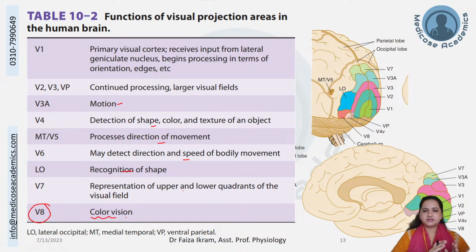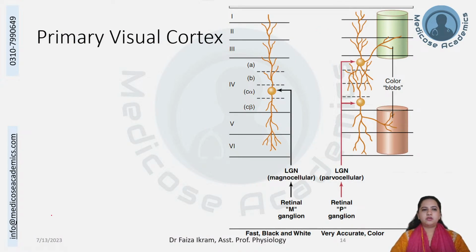We saw in yesterday's session that achromatopsia, color blindness, can be caused by a defect in the visual cortex, and this is the portion of the visual cortex which, if defective, can lead to achromatopsia. Looking into the further details of primary visual cortex, like the cortex in other parts of the brain, the visual cortex is also having 6 layers. Input is majorly coming from magnocellular and parvocellular pathway to the layer 4.